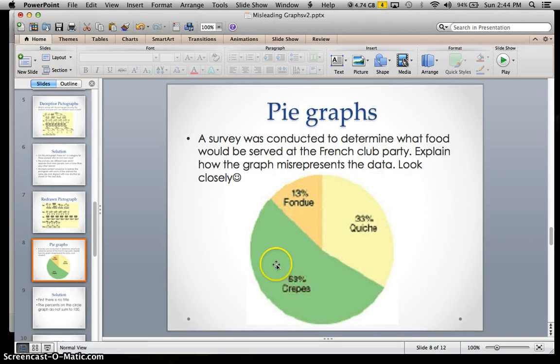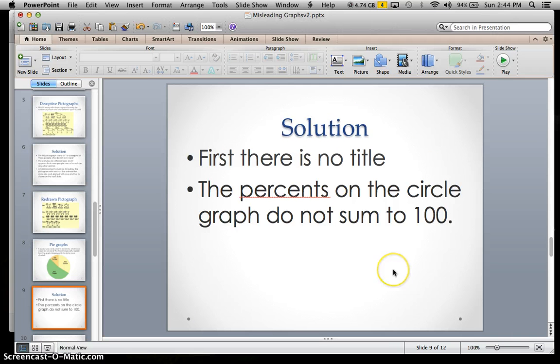Okay, so this graph would mislead or give the wrong idea about what the French club all wanted for their French club party. So again, the solution, if you want to see it written down, is first of all, there's no title on this graph, and second of all, the percents on the graph did not sum up to 100%.